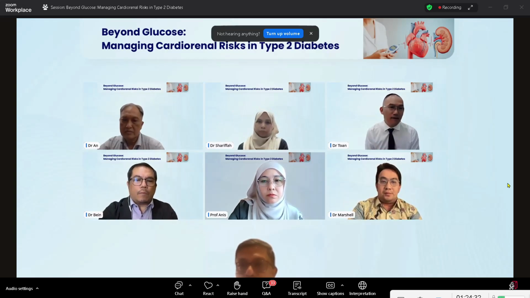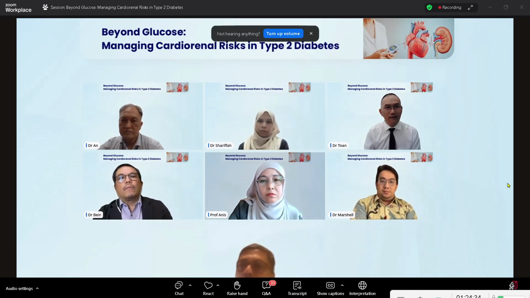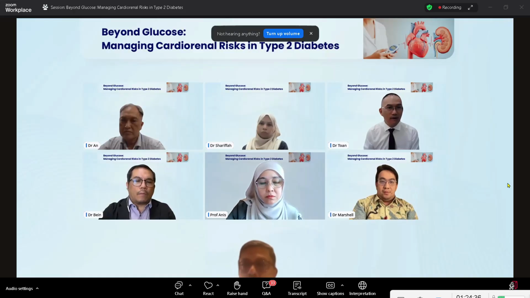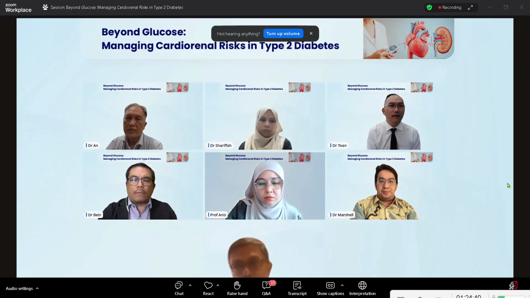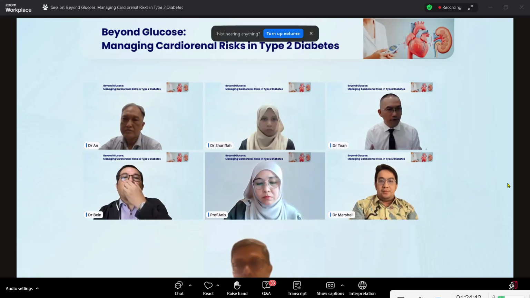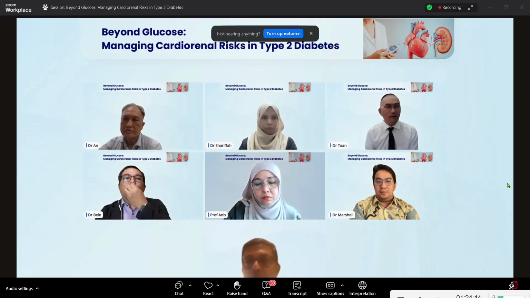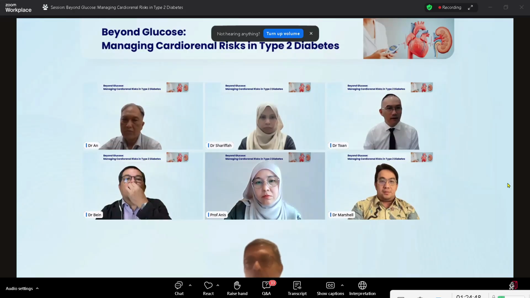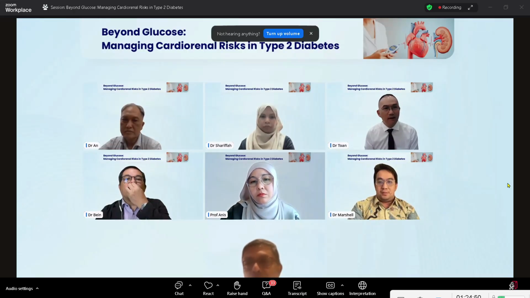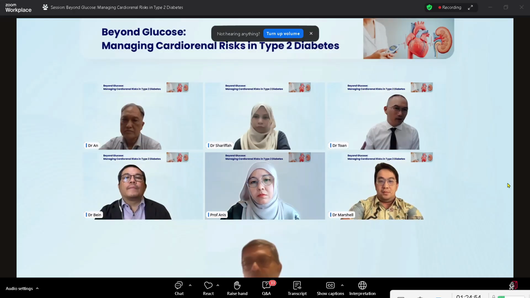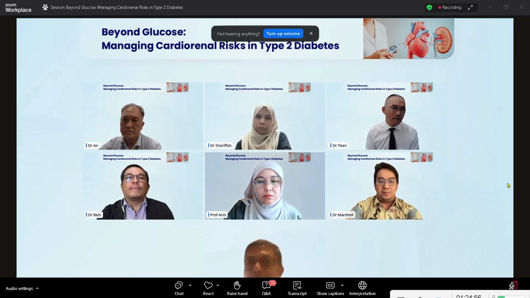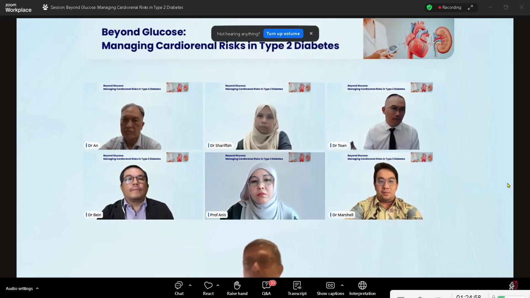It depends on how high the fasting glucose level is. If the patient has hypertension and a very high fasting glucose level, we can test more often, maybe every 6 months. And if your patient has had diabetes for more than 10 years, we do it 4 times a year.